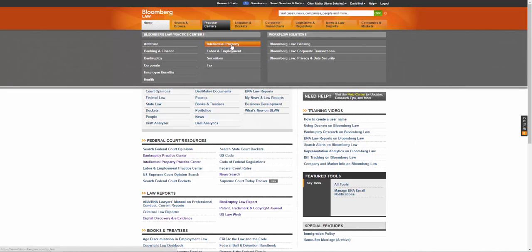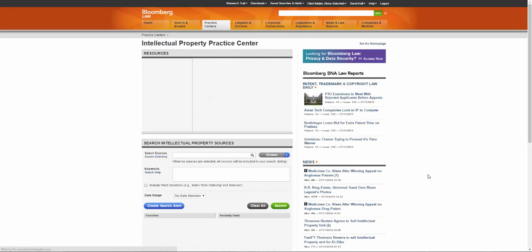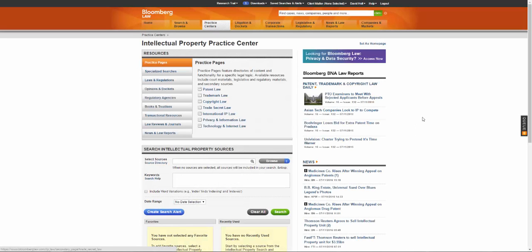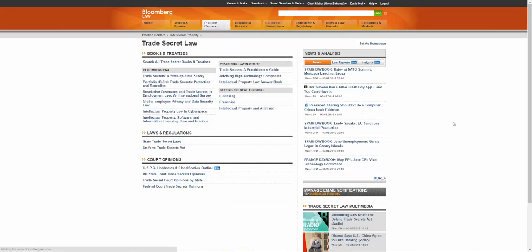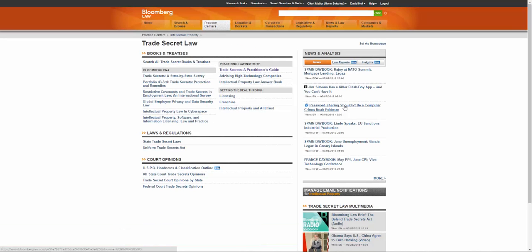So if we go to Practice Centers and then Intellectual Property, they have a separate section just on trade secret law. And you'll notice that they have materials from B&A, and so a 50-state survey on trade secrets, restrictive covenants, intellectual property law and cyberspace, and then materials from PLI, the Practicing Law Institute. Trade Secrets: A Practitioner's Guide is a good substantive treatise on trade secret law. It's roughly equivalent to Milgram and Callan that are on Westlaw and Lexis.